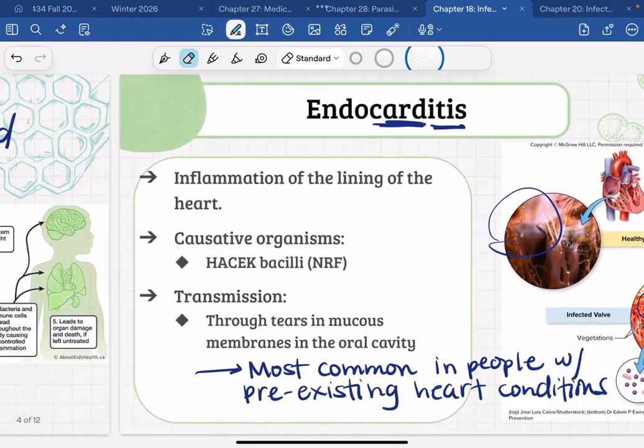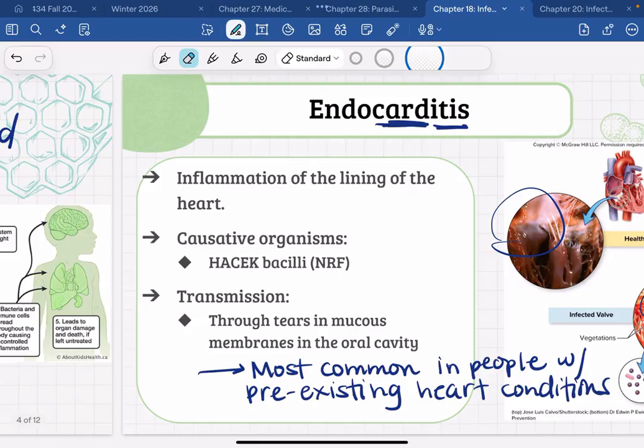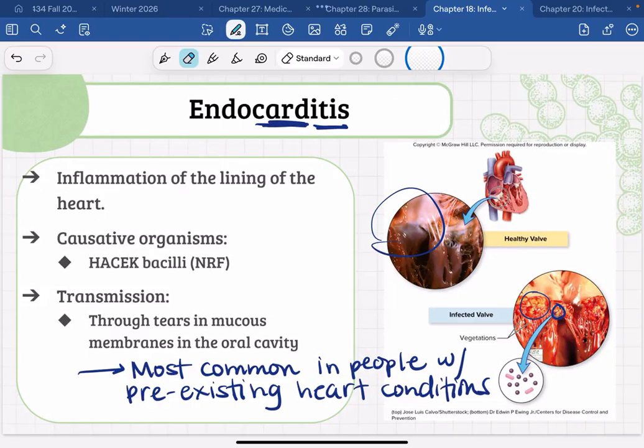And that is true for a lot of people who have pacemakers or pre-existing heart conditions, that when they go to the dentist or anything that's going to be happening in their mouth, going to the orthodontist or things like that, they have to be on antibiotics ahead of time to prevent them from getting infections. Because the correlation between pre-existing heart conditions and dental work is so high with endocarditis. That is how most cases of endocarditis happen.